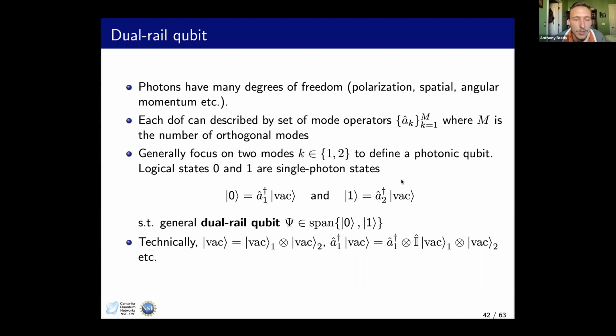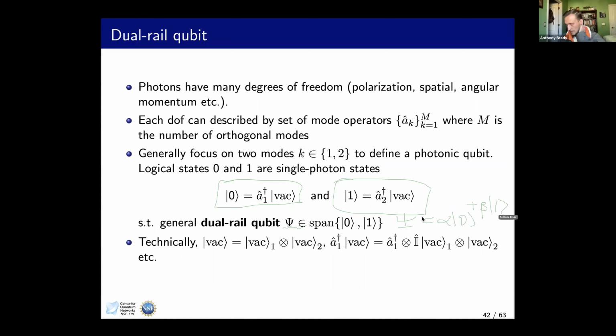So we'll define logical states, 0 and 1 states of a single photon, as written down there. We'll define the logical 0 state as a single photon in the first mode, A1 dagger on the vacuum, and A2 dagger on the vacuum we'll define as the logical 1. This just says that either my photon is in the k equals 1 mode or the k equals 2 mode. And a general dual rail qubit is a linear combination of these 2 states.